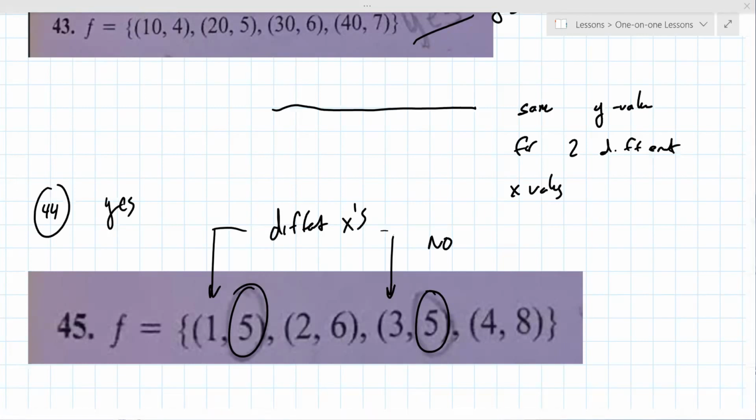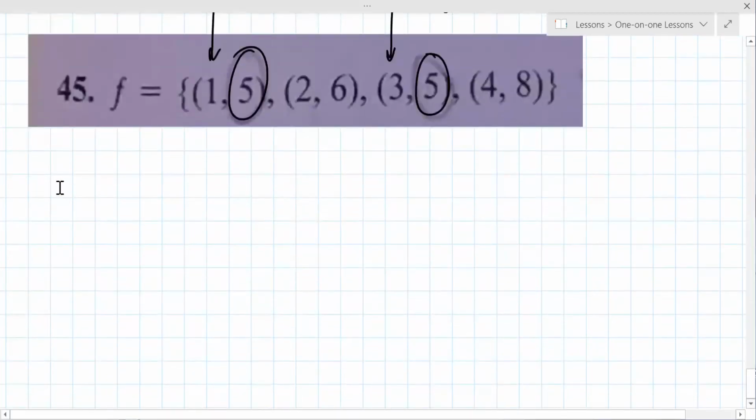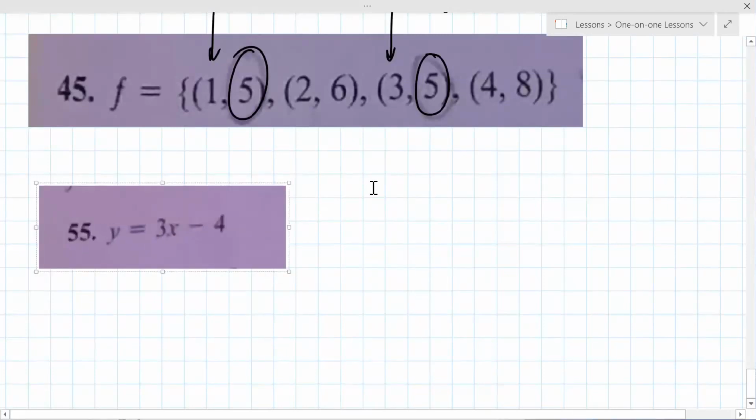What's next? Number 55. For each function, write an equation for the inverse, then graph them on the same axis. Okay. So the inverse is a recipe. It's a sequence of steps that you will always do for these. I'll leave the graphing up to you. You'll have two things to graph when you're done.